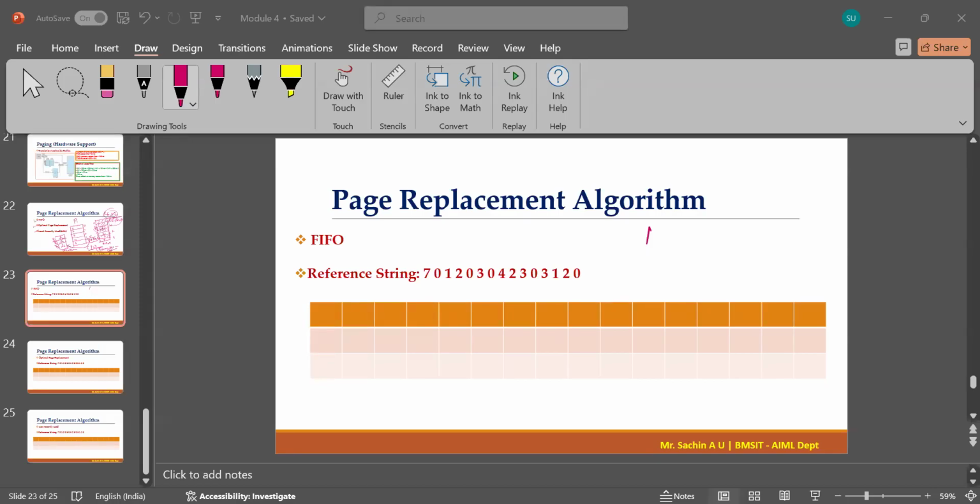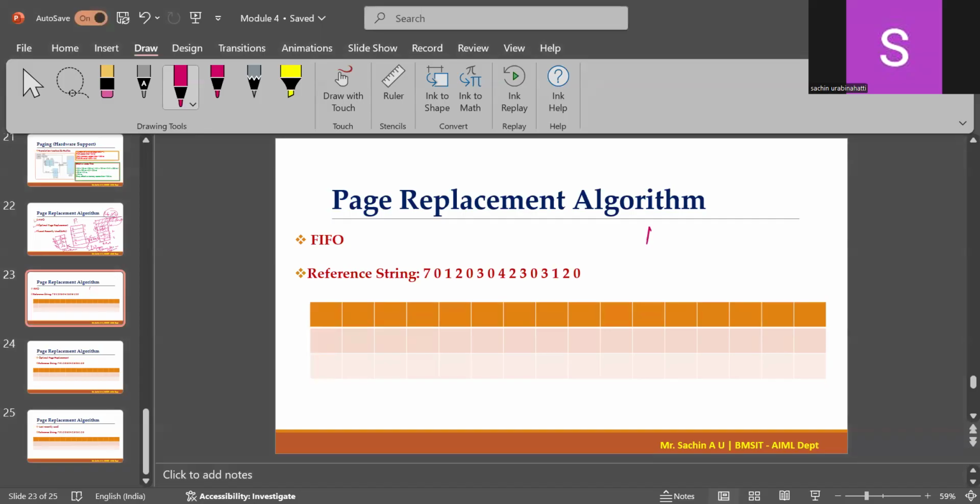Hello friends, in this video we will be seeing the first page replacement algorithm, that is the first in first out page replacement algorithm. Let's see the working of this first in first out page replacement algorithm with a simple example. You will be given the reference string. The reference string is the order in which a CPU is requesting the pages.